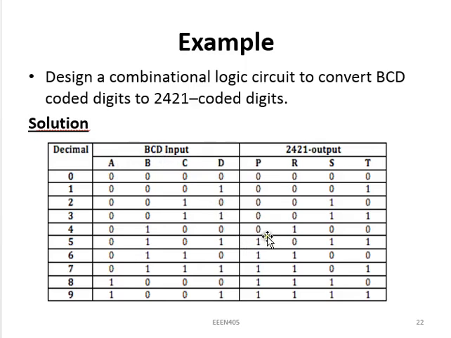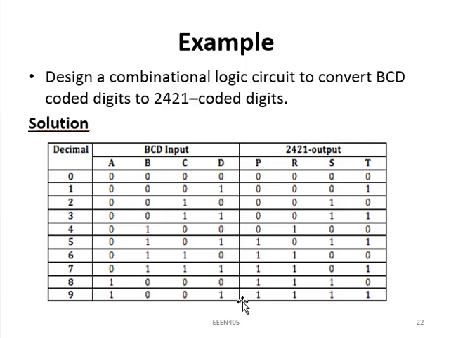Now, the first place I have 1 is 0, 1, 0, 1. The second place is 0, 1, 1, 0. The next place is 0, 1, 1, 1. The next is 1, 0, 0, 0. The last one is 1, 0, 0, 1.